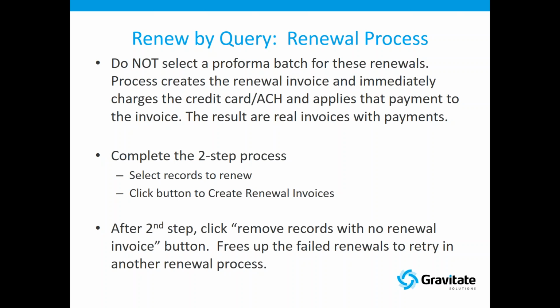The third one that I have, and I did highlight it on the next slide too, is also a reminder. After you run the process and after the invoices get created, and it's getting created for our successful auto pays, there is a button to remove records with no renewal invoice. And I find this a frequently forgotten button. But what that does is it frees up any of your failed renewals so you can try to renew them again in a process a bit later. So if the credit card fails, for instance, insufficient funds, anything like that, we want to make sure that those invoices don't get created and they live to be renewed another day.